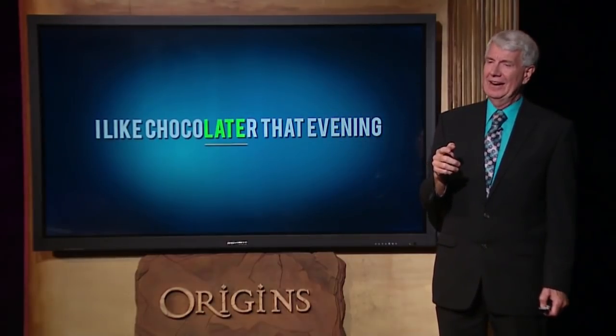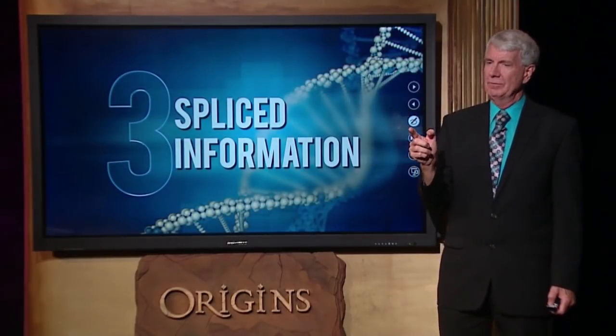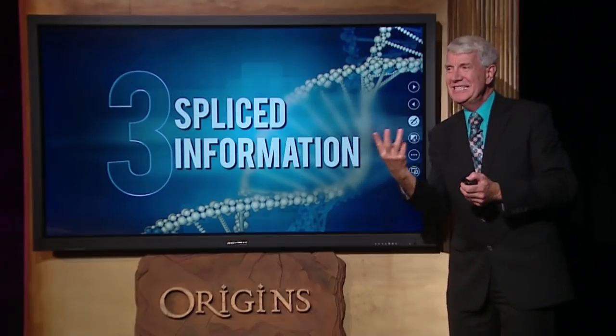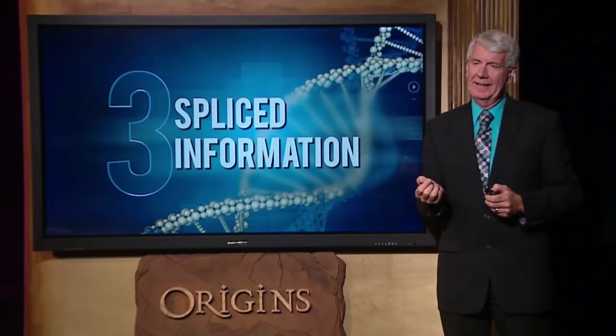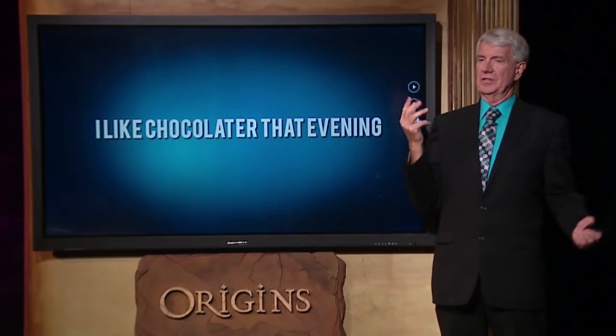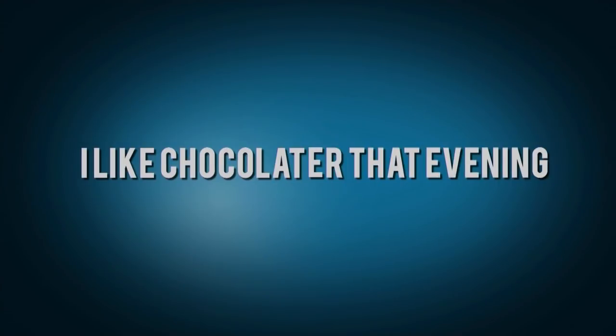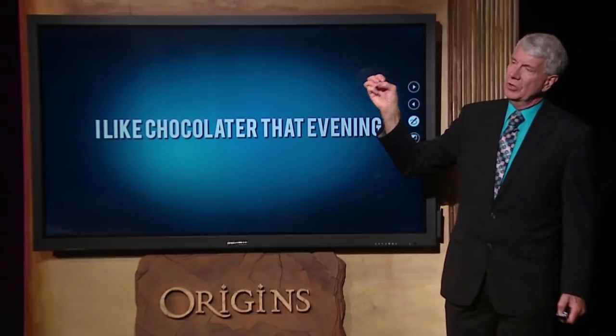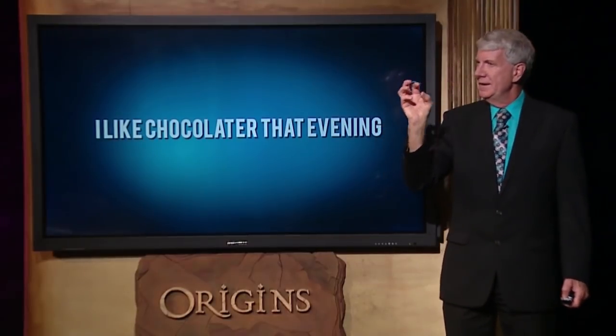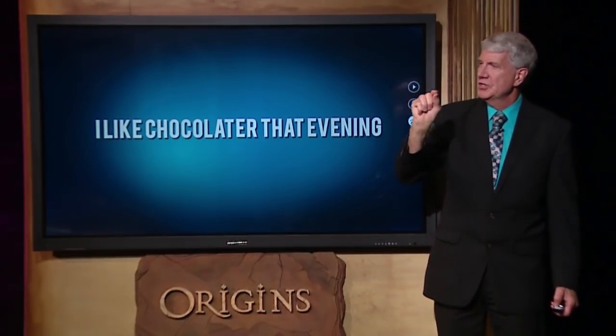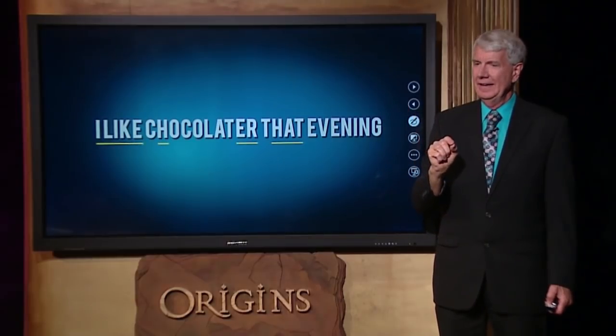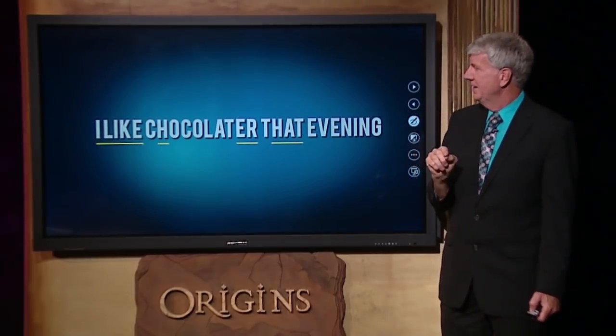But it doesn't end there. You see, the LAT was overlapped. There's also spliced information spliced into that DNA sequence. Let's look at the same sentence. I like chocolate that evening. Well, in this case, another signal could come to program another little molecular machine that will grab just certain letters out of the DNA, like the ones I've underlined here.